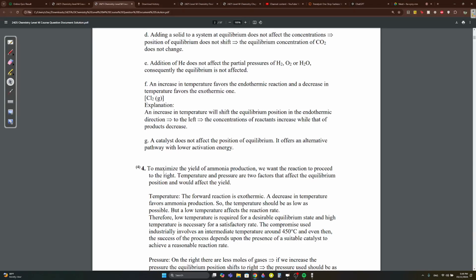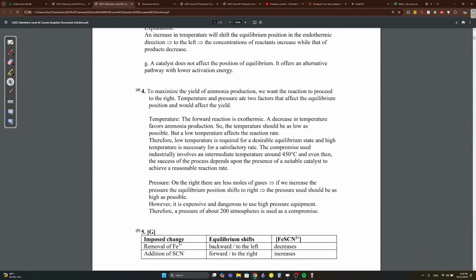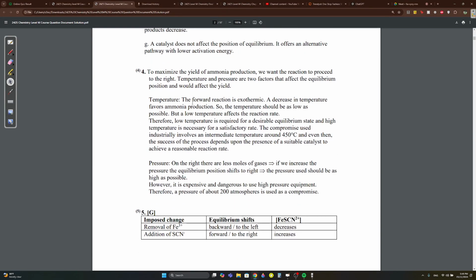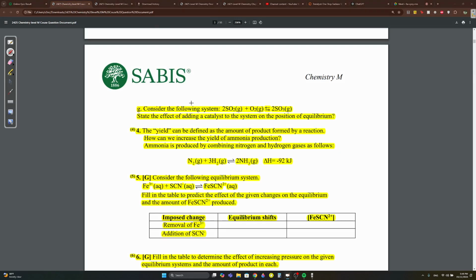Let me check what they have. To maximize the yield, we want the reaction to proceed to the right. Okay. Temperature. Oh, wow. That's a lot. Okay, yeah. So I guess we could say delta H is negative, by the way, and it's exothermic. So what they would do is they would decrease the temperature, right? Because it's exo, and they would increase the pressure.